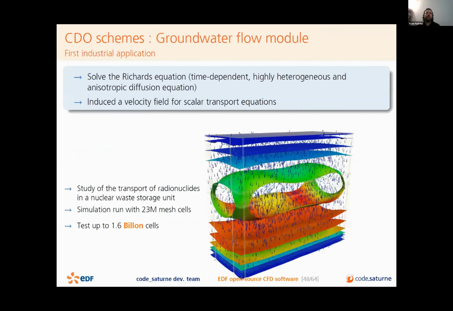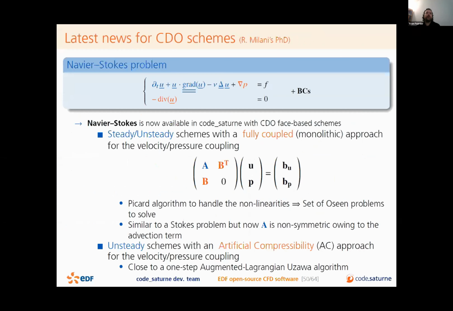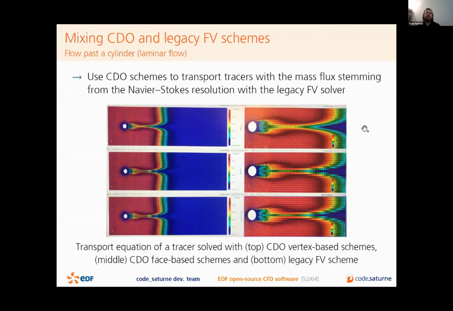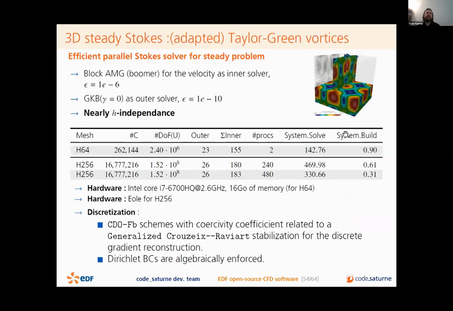Just an example of the groundwater flow module with that, and the scaling where, in this case, we can make pretty good use of threading. So I'll go fast on those aspects, just to show that in recent developments we've been able to integrate better with external libraries and leverage that for linear solvers.